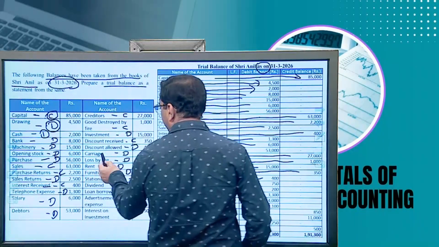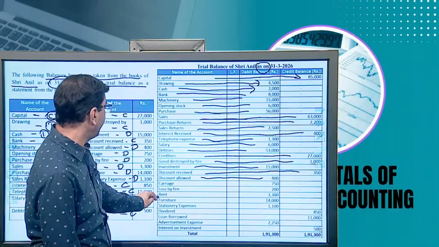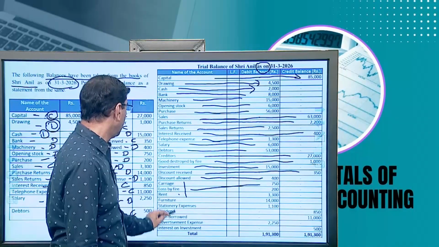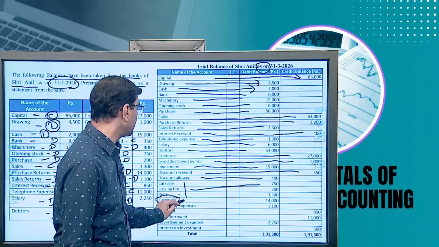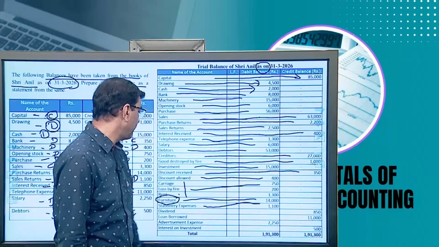Carriage, it's an expense, debit. Loss by fire, expense, debit. Then rent is an expense. So these are the expenses, that's why it's debit. And this is your assets, furniture, it's an asset, so assets are always debit. Stationery expense, again it's an expense, that's why debit.